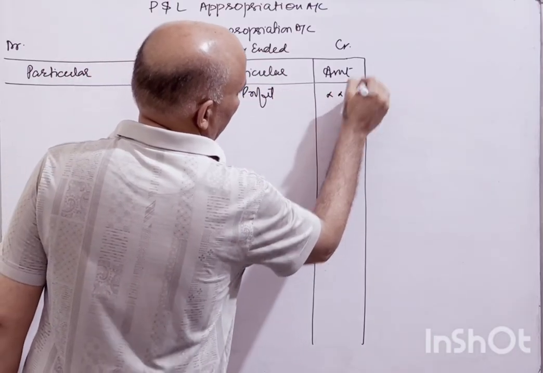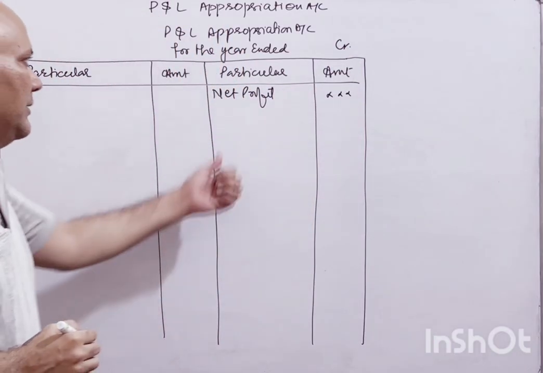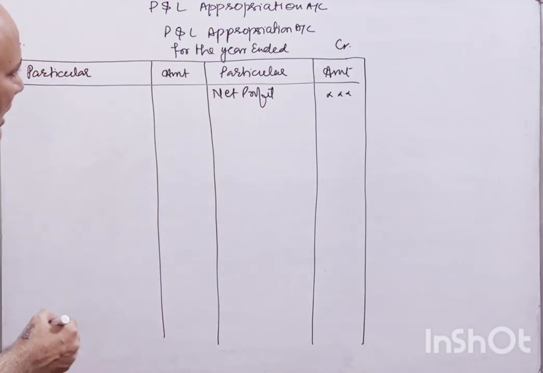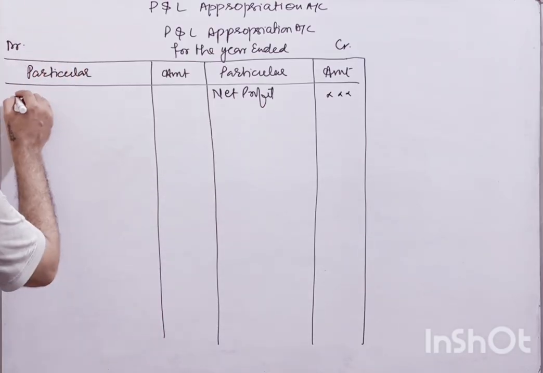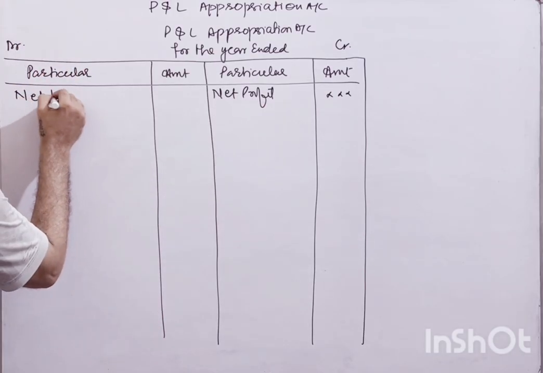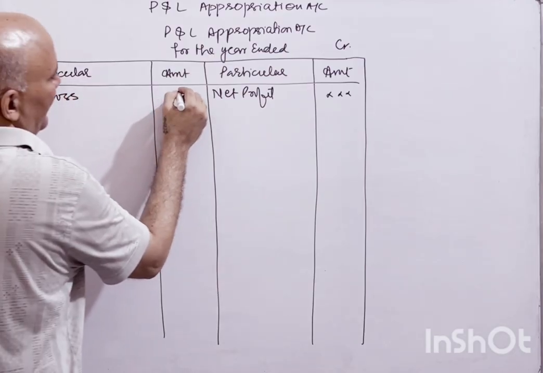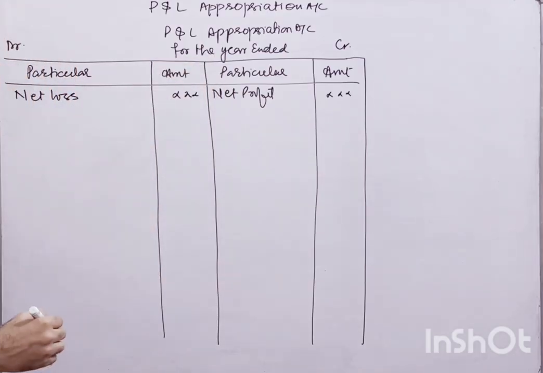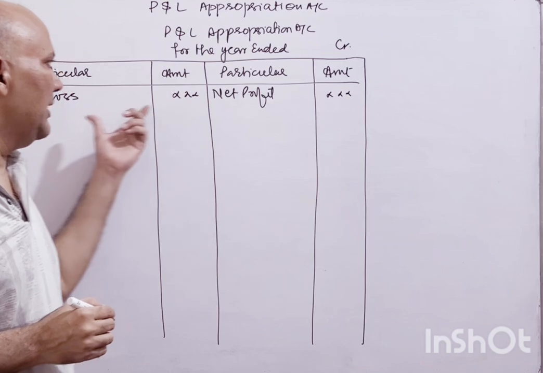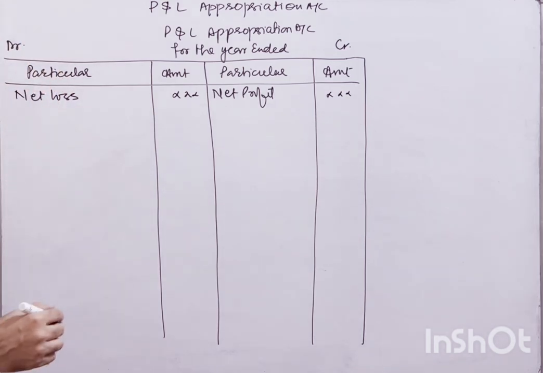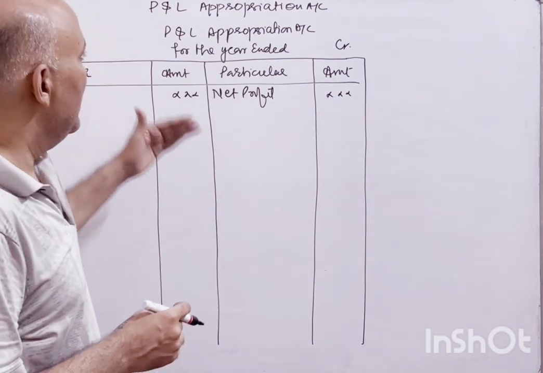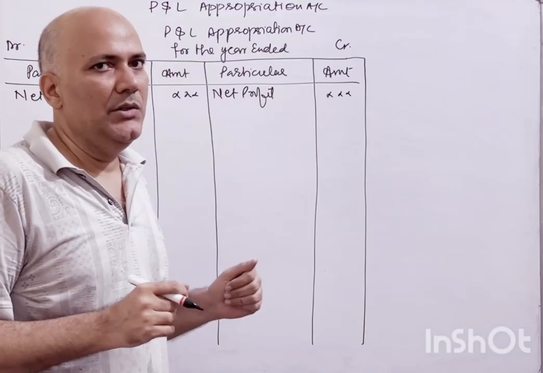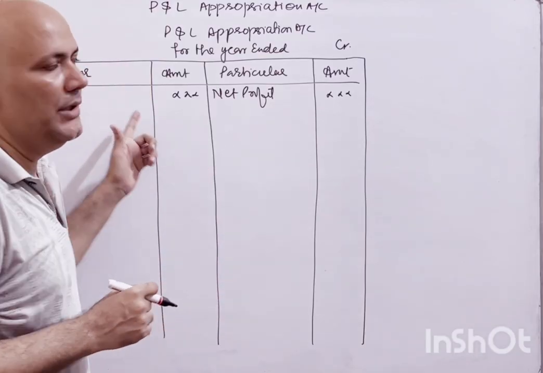right? So you will write in here, this will come from profit and loss account, right? If you have net loss, that will appear over here, net loss. Loss is your debit balance, so that will come over here, right? Now, if this account is prepared according to the partnership deed, so utilization of profit will be done accordingly, right?